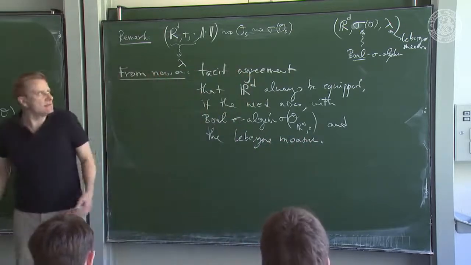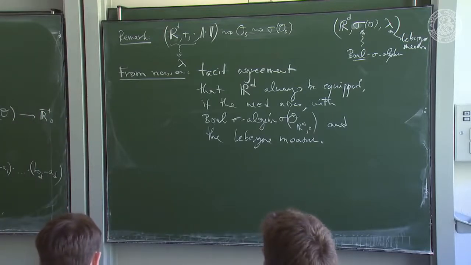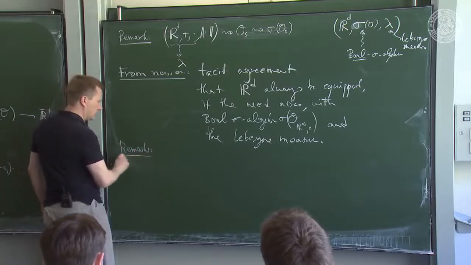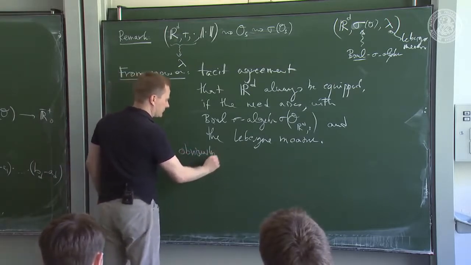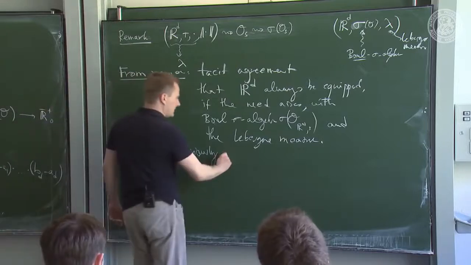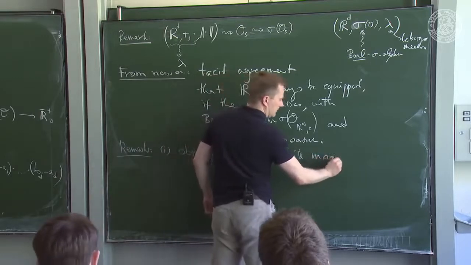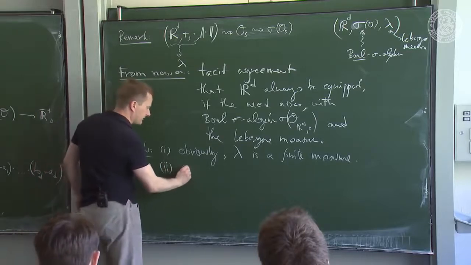And the need arises exactly if, in some definition or some statement, you had to assume that there is some Borel sigma algebra and/or some measure. And final remark, two remarks. One, obviously, and that's not really to be proven, it's obvious: lambda is a finite measure. So please check that.